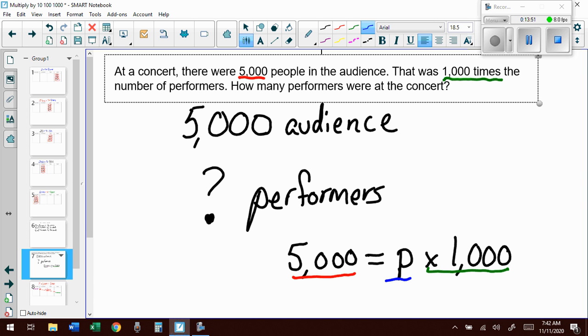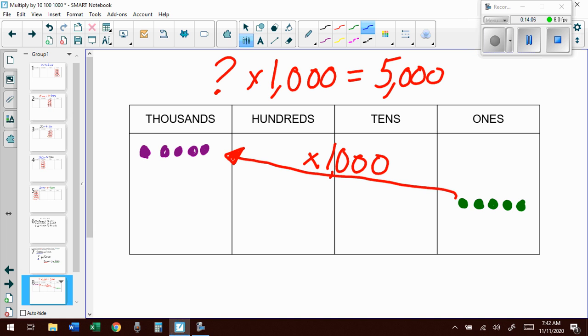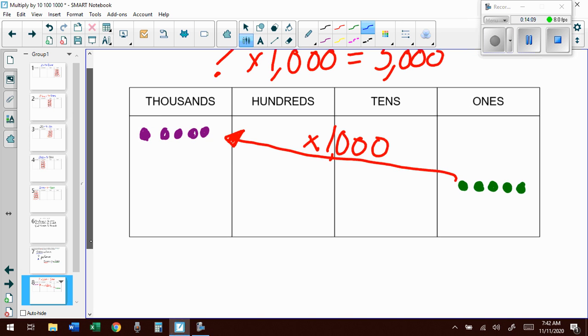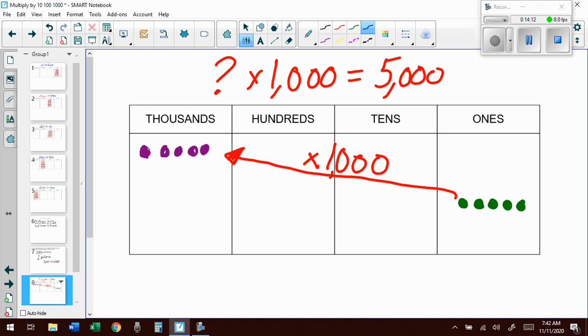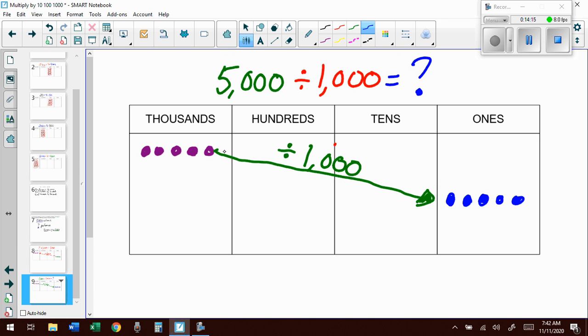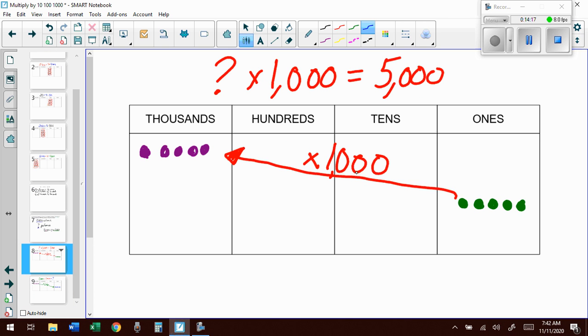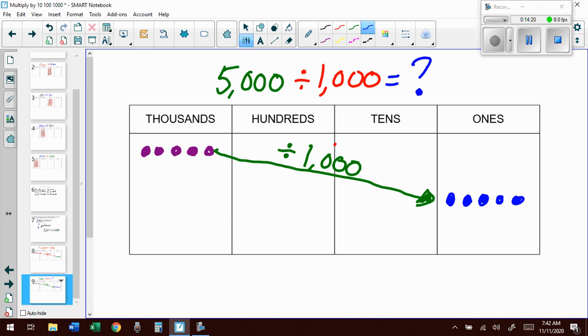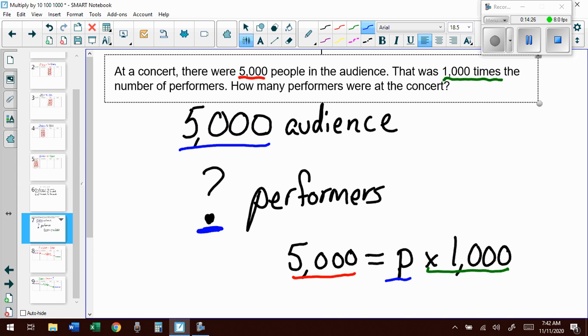That is silly goose. In this word problem, we knew that there were 5,000 members in the audience. We didn't know how many performers there were, but all we know is that that was the performers times 1,000. We figured out that 5 times 1,000 equals 5,000, or 5,000 divided by 1,000 equals 5. So in answer to our question, there were 5 performers.